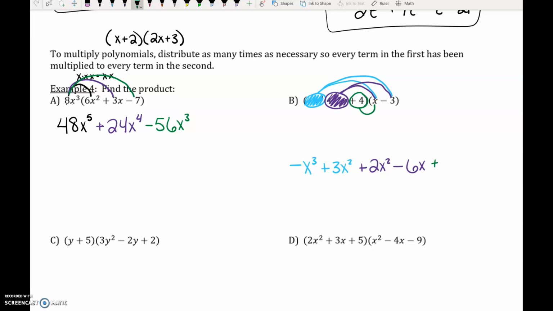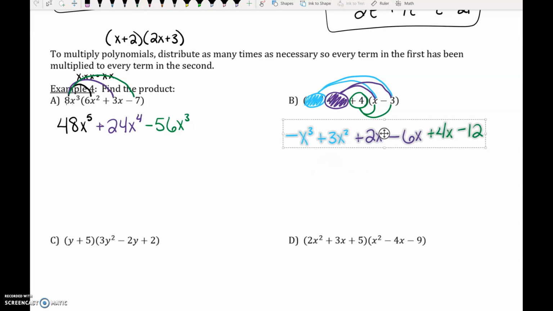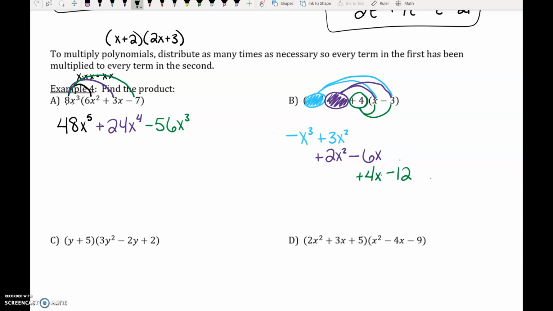4 times x is 4x. 4 times negative 3 is negative 12. Now, something that I wanted to show you, and I can do this because I'm on a computer. This might be a little bit more difficult for you to do, but you can write it in a line like this and then combine like terms. The other thing that you could do is that when you're writing out these next pieces, you could just start stacking the things that are the same so that when you go to combine your like terms, you've got your like terms all lined up in a column.